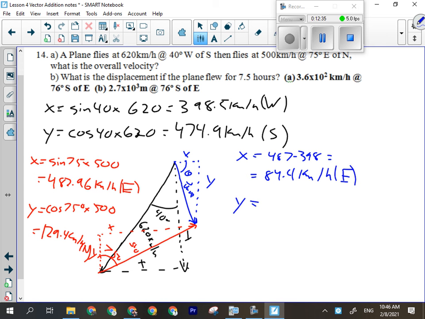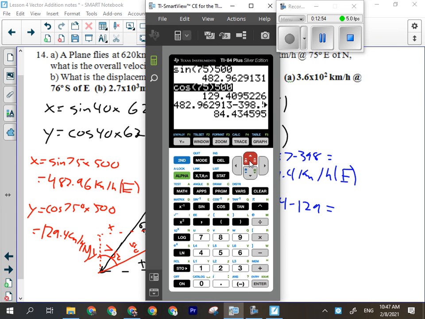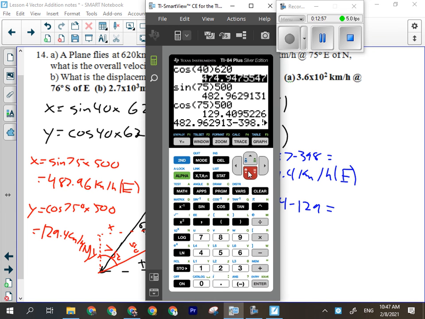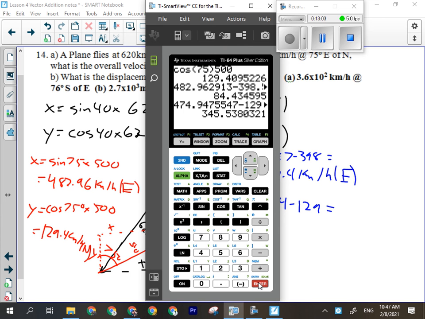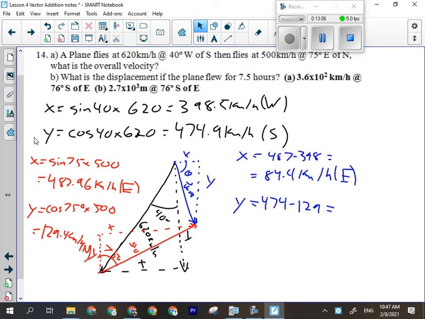Okay, and then our y's, one goes north, one goes south. So we'll take the south and subtract the north. Right, so that'll be our 474 minus our 129. Okay, so we're looking at 345.5 kilometers per hour, and that is going to be south.